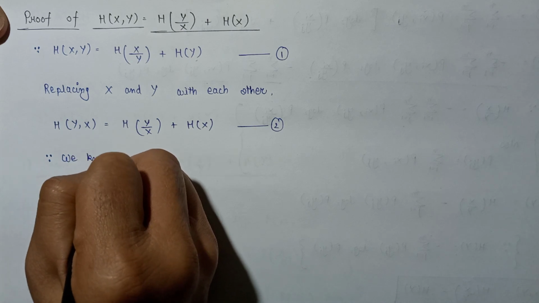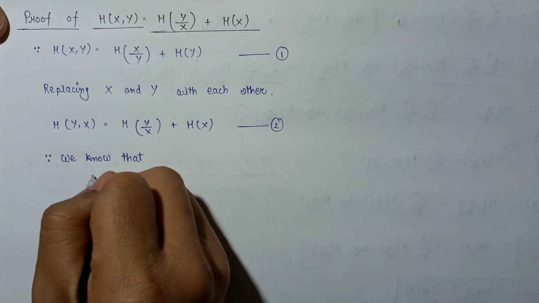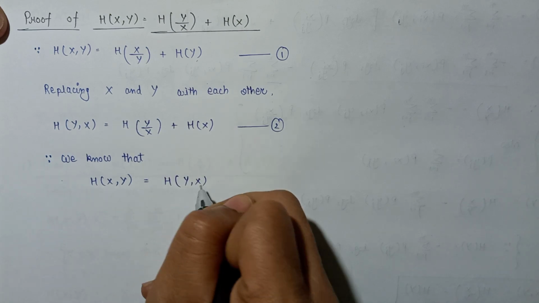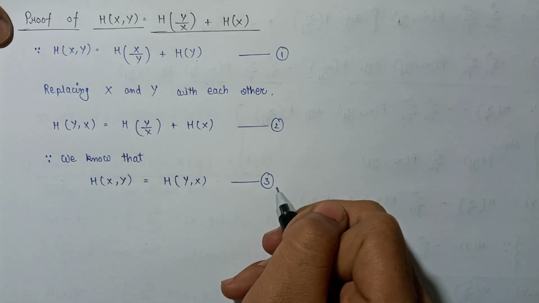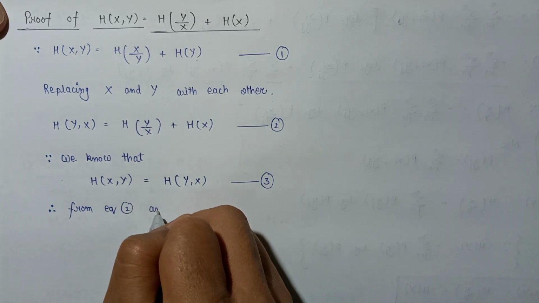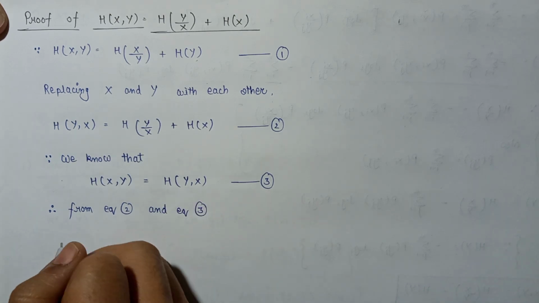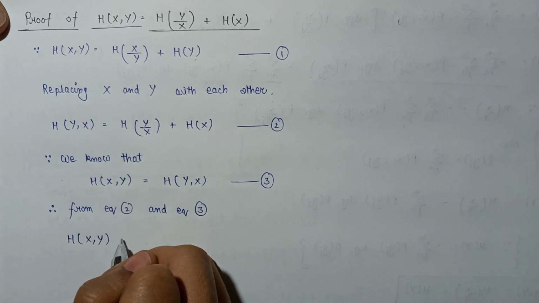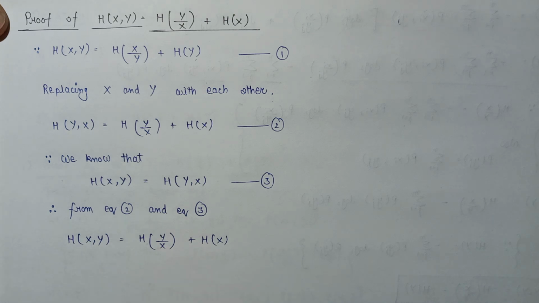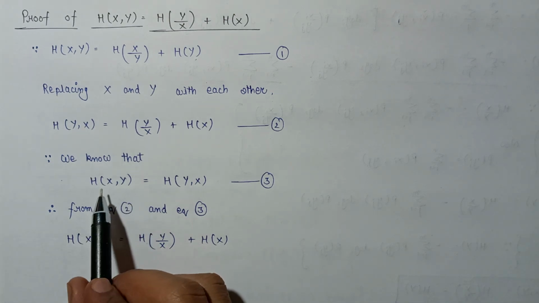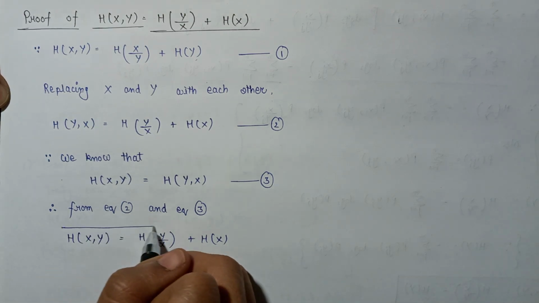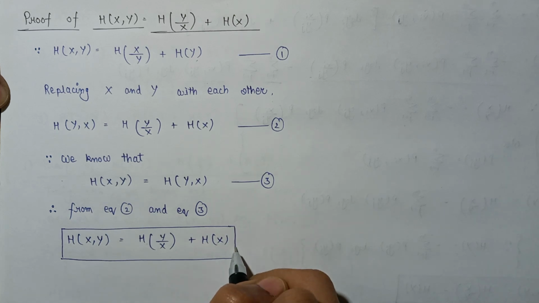Since we know that the expression for h of x comma y is equal to h of y comma x, this is our equation number 3. Therefore, from equation 2 and equation 3, we can say that h of x comma y will be equal to nothing but h of y over x plus h of x. Simply we write h of x comma y in place of h of y comma x in this equation, and we get this result. So this is all about the second relationship between the joint as well as conditional entropy.